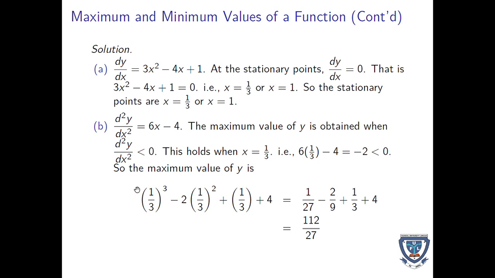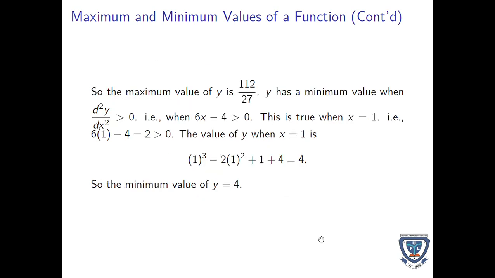Now you substitute 1 over 3 back into the original equation, and you're going to have 112 over 27. So we've gotten the value of x, and at the same time we've gotten the value of y. So when you plot x and y, it will give you the result you're looking for. So the maximum value of y is at this point.